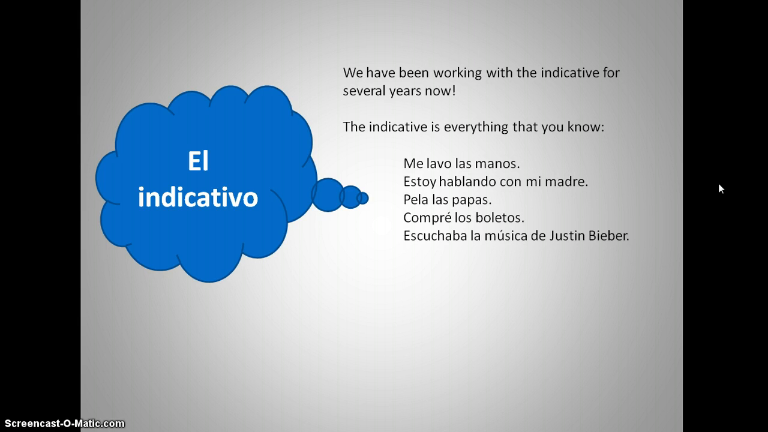All of those, whether it's the imperfect, the preterite, the present tense, those are all under the indicative mood. They're just statements. There's no uncertainty or doubt about these. The fact is, I'm washing my hands. I'm speaking with my mother. He or she is peeling the potatoes. I bought the tickets, and I was listening to the music of Justin Bieber.